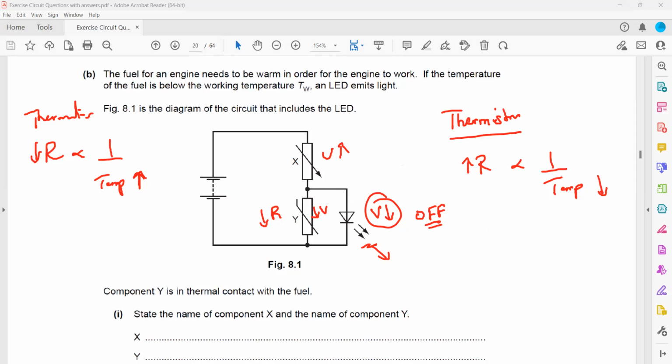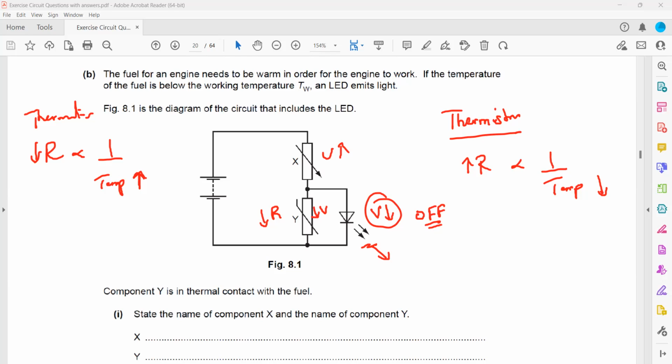So that's how this circuit is working. When it is cold, the thermistor has high resistance, more voltage across the thermistor, and the LED was on. But when the temperature increases, the resistance of the thermistor decreases, less voltage across the thermistor, so the LED will switch off.